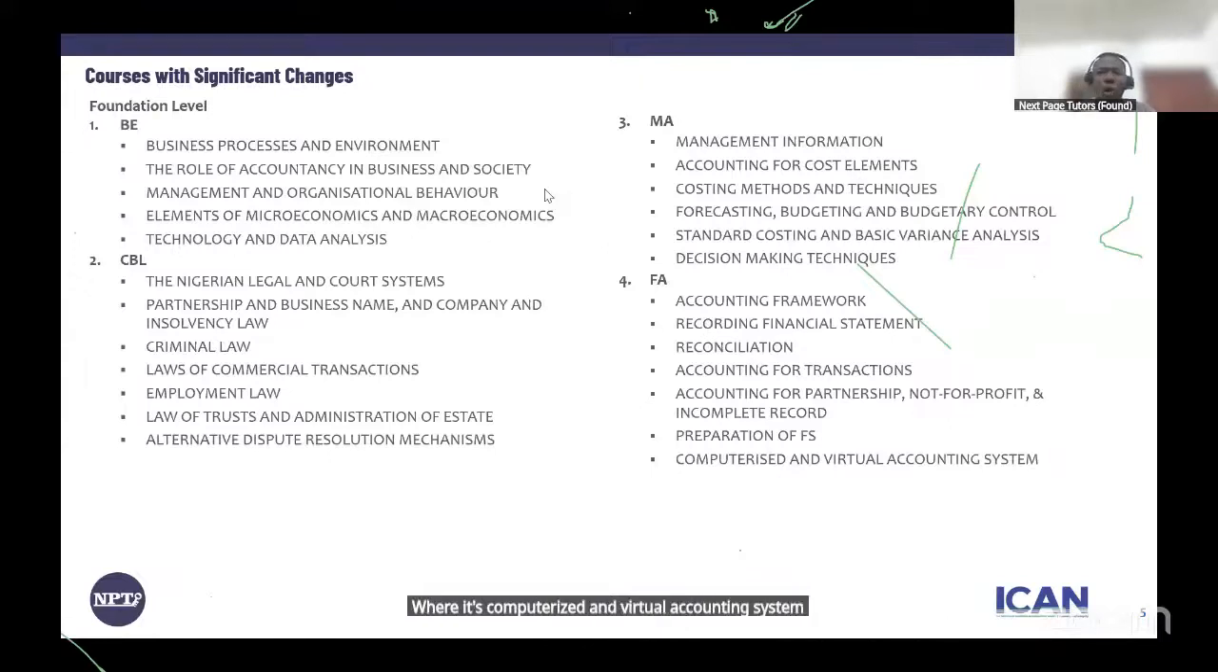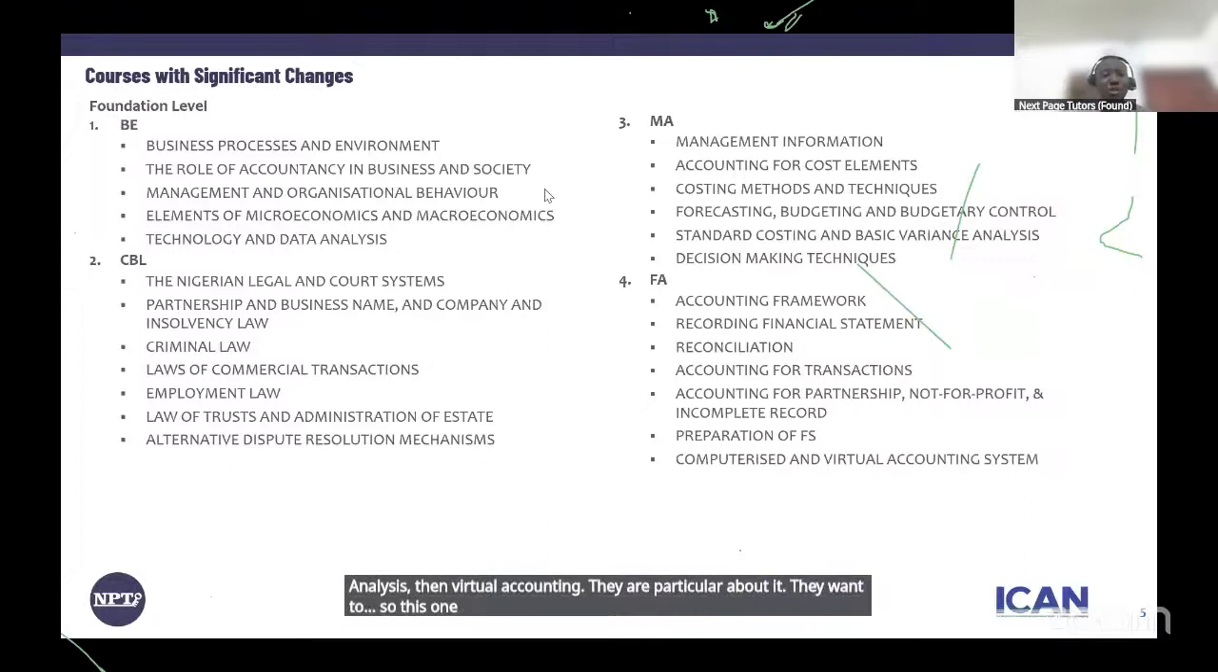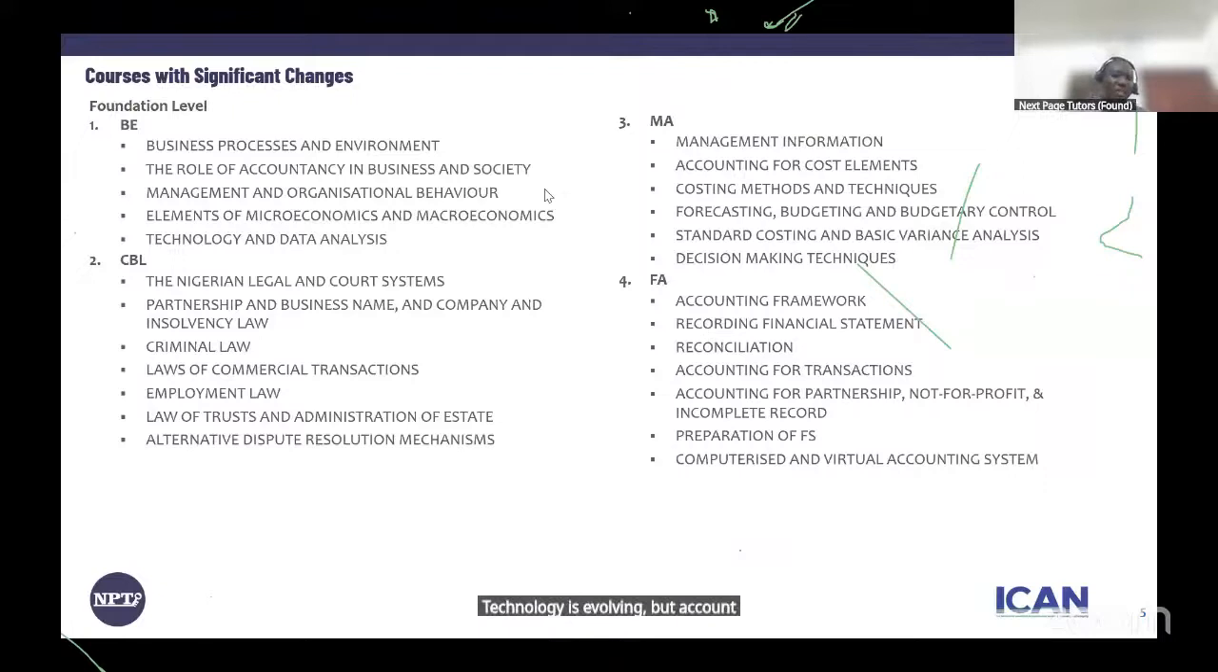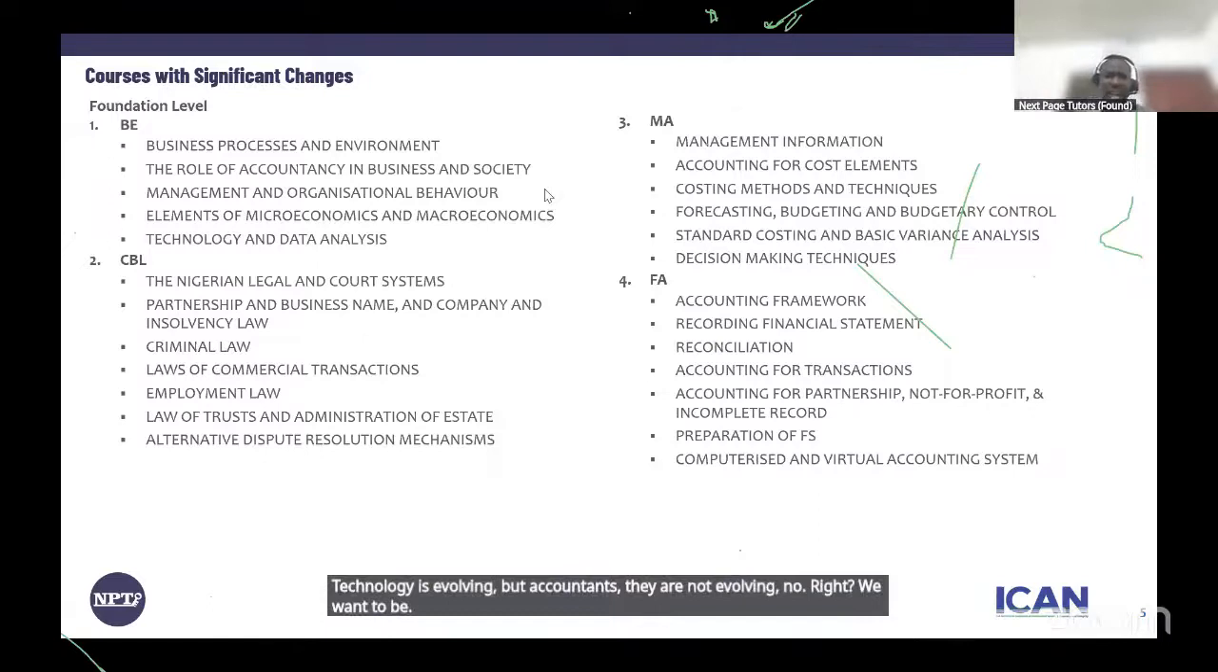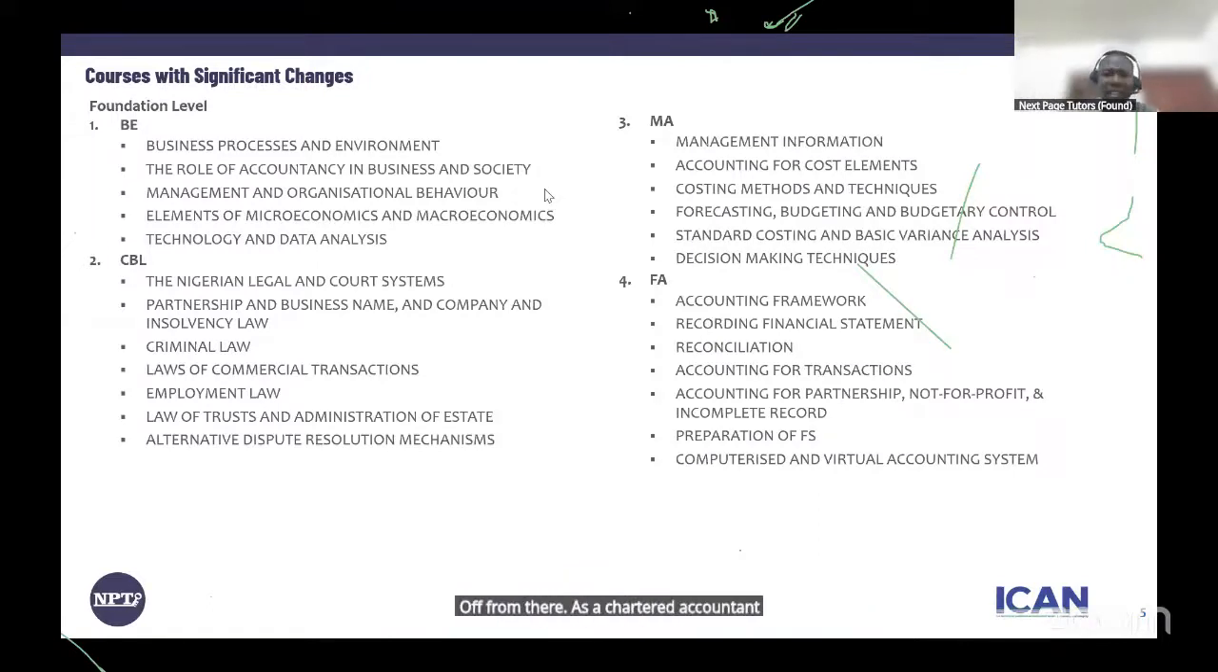And one thing is common, right? If you followed very well, you see that at all levels, ICAN is particular about technology and data analysis, then virtual accounting. They are particular about it. So this is not a case of, oh, technology is evolving but accountants are not evolving. No, we want to be upfront there. As a chartered accountant, you should be versatile, right? So those are the changes that have been made to these courses.